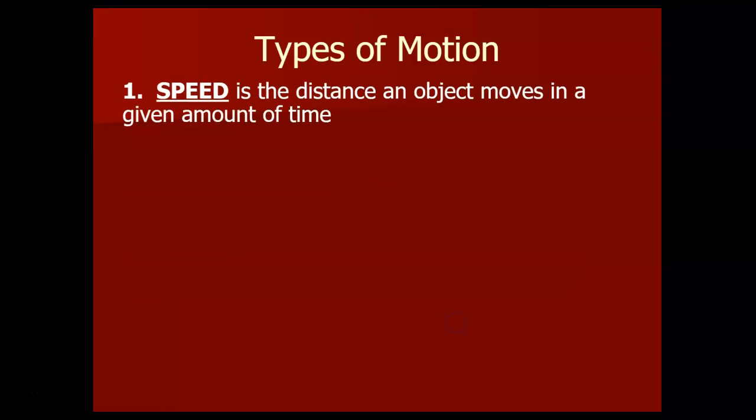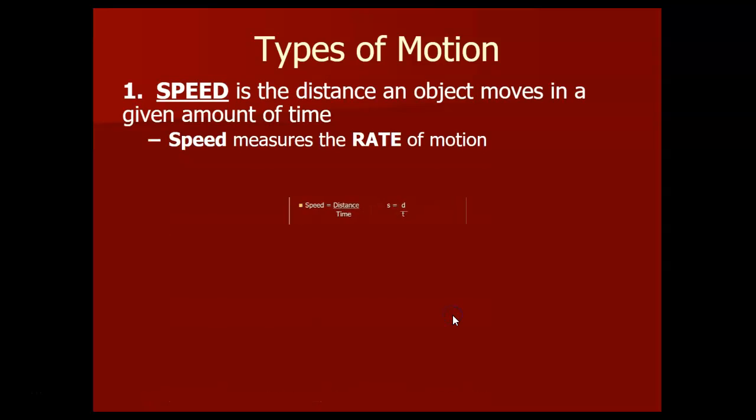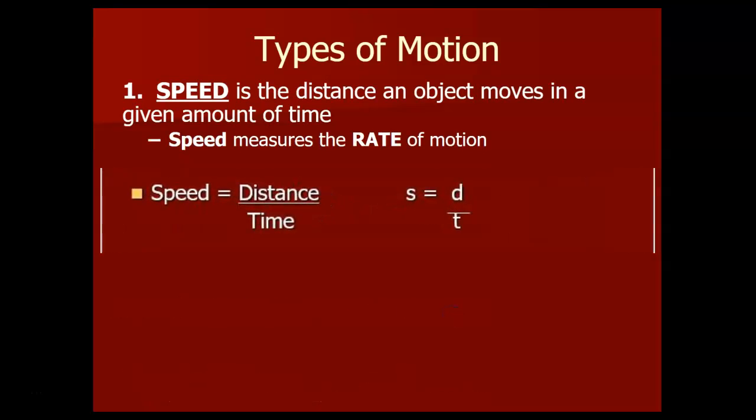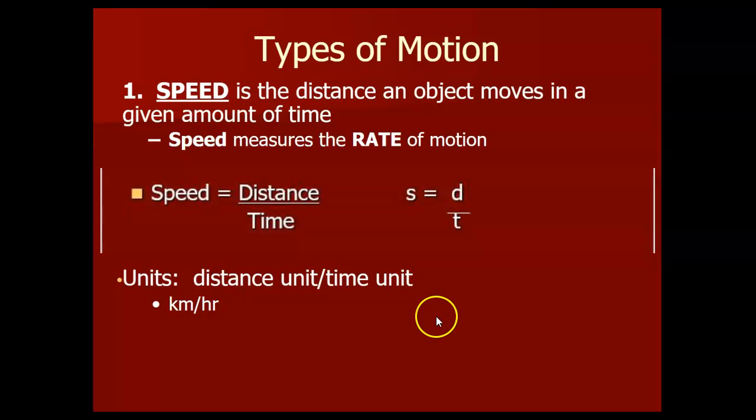Speed is the distance an object moves in a given amount of time. Speed measures the rate of motion. Speed equals distance divided by time. S equals distance divided by time. Units, distance unit divided by time unit. So when you calculate your speed, you would do kilometers per hour, meters per second, miles per hour. If you do not have any of these notes on your note page, please add those to your notes.